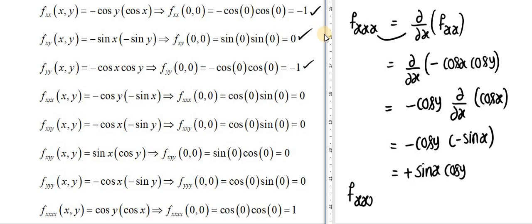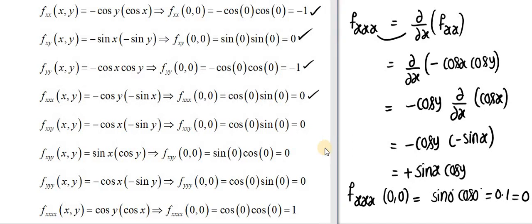f triple x at (0, 0) is sin 0 into cos 0. That is 0 into 1, which is 0 only. So f triple x value is 0.